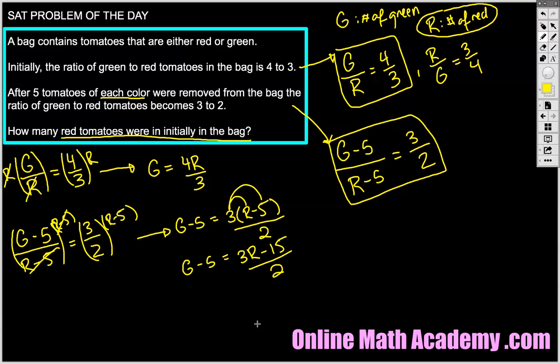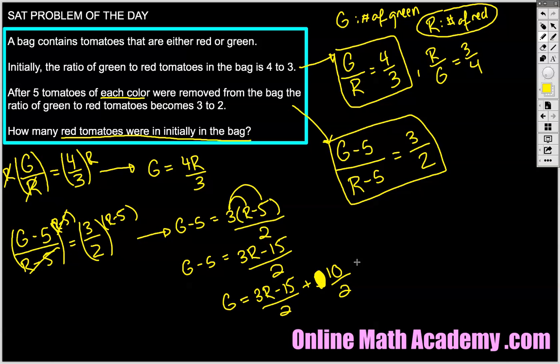Now the last thing I'm going to do is add 5 to both sides. So I get g equals 3r minus 15 over 2 plus 5. But seeing as we're working with fractions, and when we add two fractions together we have to have a common denominator, let's rewrite 5 as something over 2. So I can rewrite 5 as 10 over 2, right? Because 10 divided by 2 is 5. So it's the same thing as writing 5, or we can just write 10 over 2.